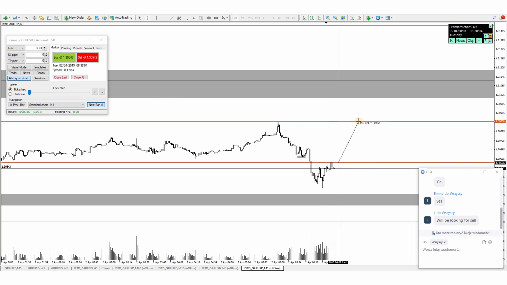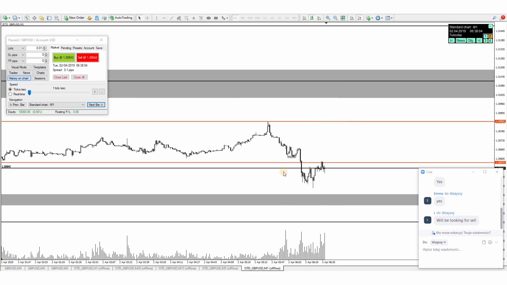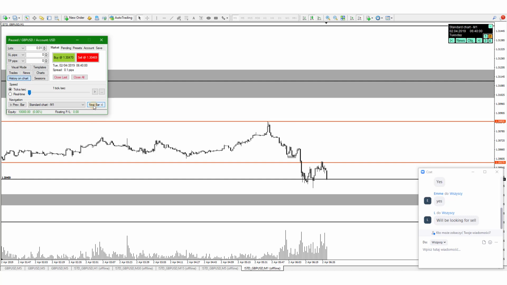For the first time, I'm not sure about price action so much. But let's wait, maybe this is the 20 minutes before London. Maybe London will give the better move.